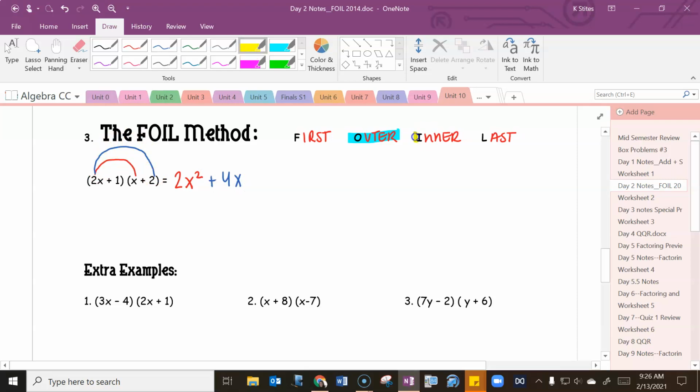Okay, now we're going to do the inner. Inner are the ones on the inside, these guys right here, and you're multiplying them. 1 times x is just 1x. And finally, we have last. This is where we're going to multiply the last terms in each set of parentheses. 1 times 2 is 2. And what you'll notice is your like terms are usually right in the middle there, and then we're just going to go ahead and combine them.